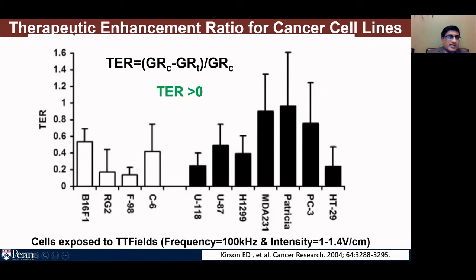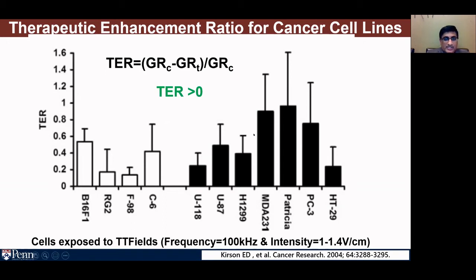And this TER stands for therapeutic enhancement ratio for cancer cell lines. The TER is defined as the growth rate of control cells minus the growth rate of Tumor Treating Field treated cells, divided by the growth rate of control cells. So whenever the therapeutic enhancement ratio is greater than 0, it means the Tumor Treating Field is providing some positive response.